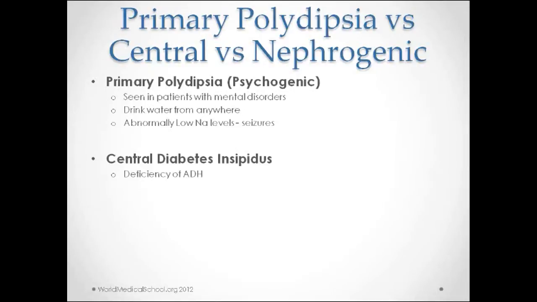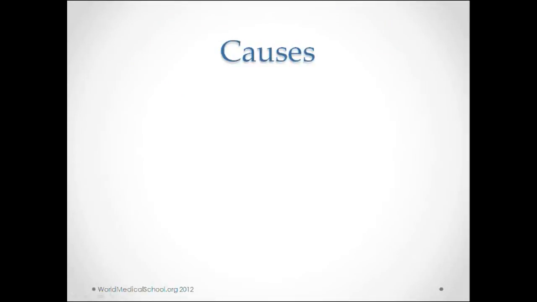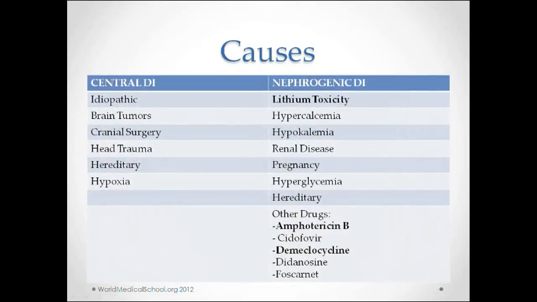Central diabetes insipidus has a deficiency of ADH, while in nephrogenic diabetes insipidus there is enough ADH, but the receptor doesn't work. Causes of central diabetes insipidus could be idiopathic, brain tumors, brain surgery, trauma to the head, hereditary, or even hypoxia. A common cause of nephrogenic diabetes insipidus that is highly tested in exams is lithium toxicity. This can be seen in someone who has bipolar disorder.